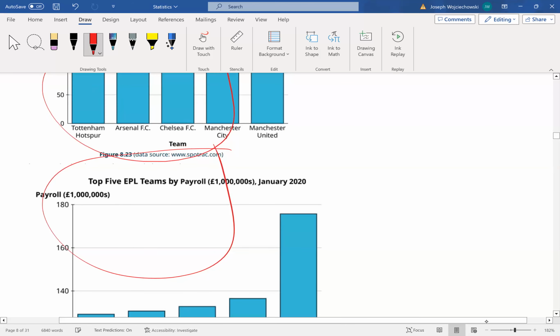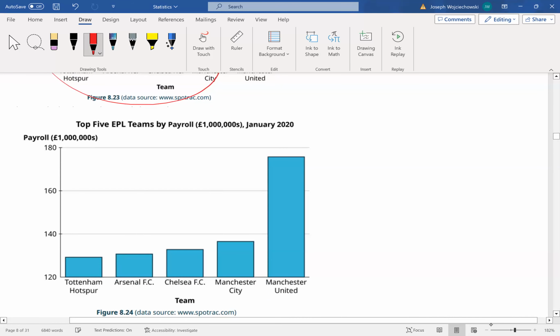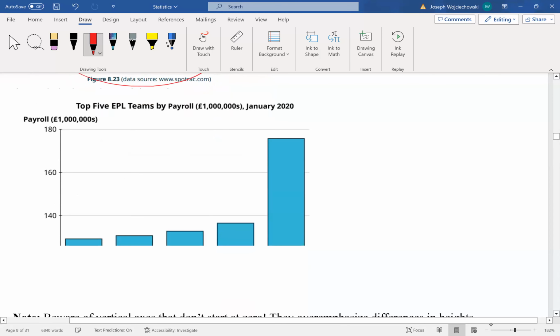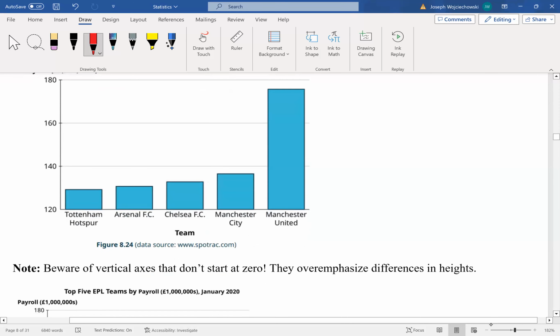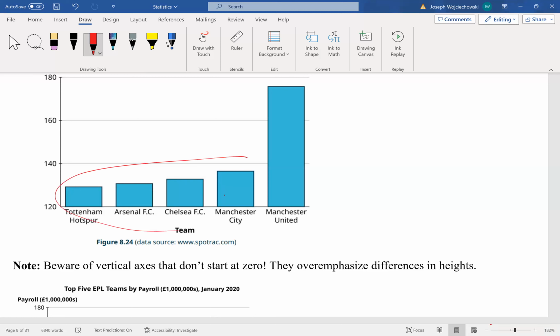Now, what if we do this and change our scale? Now they don't look so much the same. What happened here? Instead of starting at 0, we started at 120. So beware of vertical axes that don't start at 0. They overemphasize differences in height. So remember, these 4 pretty much looked identical in the previous one. Now you can see a significant difference. And this one here, it looks 3 times as big, and it's not.